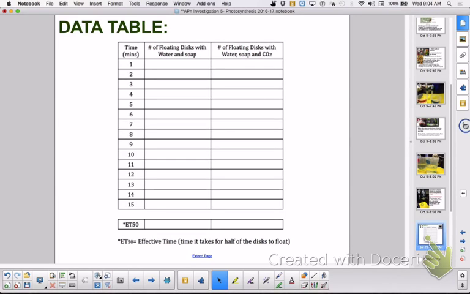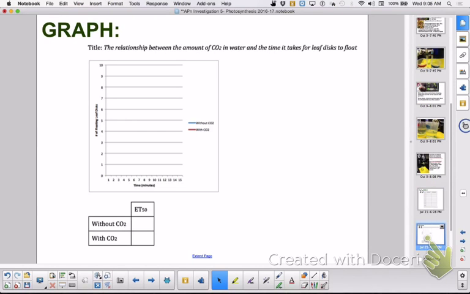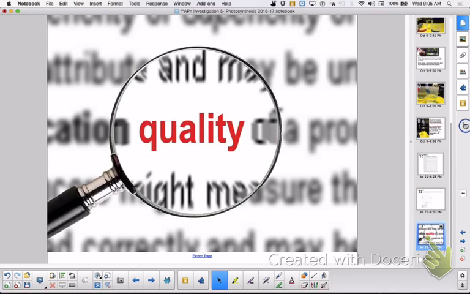And then you're going to be recording the number of floating discs with water and just soap, and the other one with water, soap, and baking soda. And then I'm going to talk to you about this ET50 in a little bit. It's when half of them have floated that you put in there. It's important to do the same amount of discs in each. So however many sinkers, the one that has the least amount of sinkers, have that many sinkers in the other one. And then you can pull that out. And then we'll talk about the graph. I want you to be able to get the data, but focus on your quality.